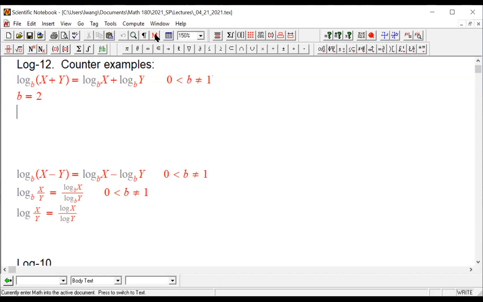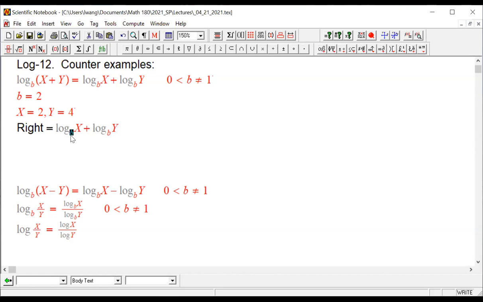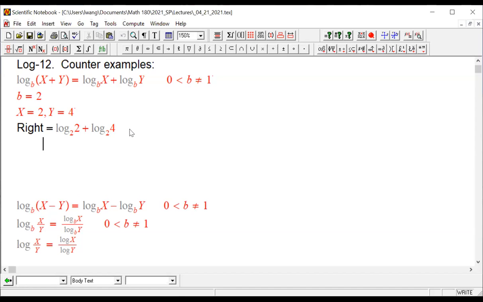I'm going to choose an X and a Y. For X, I'm going to choose 2. For Y, I'm going to choose 4. On the right-hand side, B is 2, X is 2, Y is 4. Now we know how to operate them, don't we? So we just operate them.